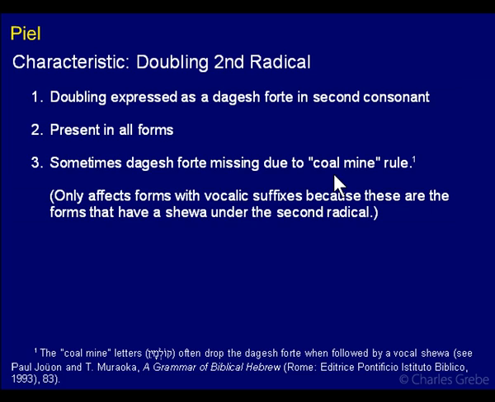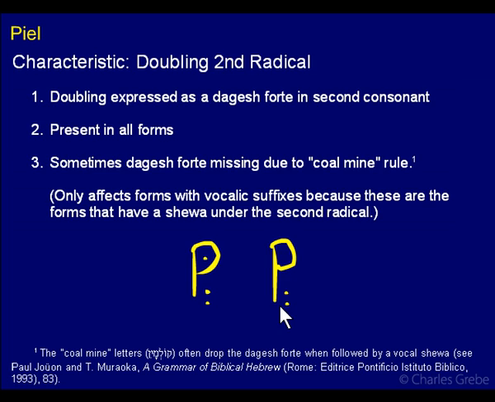Now, sometimes the dagesh forte will be missing due to the KOLMIN rule. I think we talked about that rule before, but I'll review it here. You can find details about it in Joüon-Muraoka's grammar, page 83. What it says is that if any of the KOLMIN letters, and if you can read this here, it's the kof, the vav, the lamed, the mem, the yud, and the nun, and KOLMIN is just a mnemonic that helps you remember which consonants we're talking about. If any of the KOLMIN letters, like a kof for instance, has a dagesh or a vocal shva under it, and it's supposed to have a dagesh forte in it, sometimes it will, and sometimes it won't. Sometimes you'll see it like that, and sometimes like this.